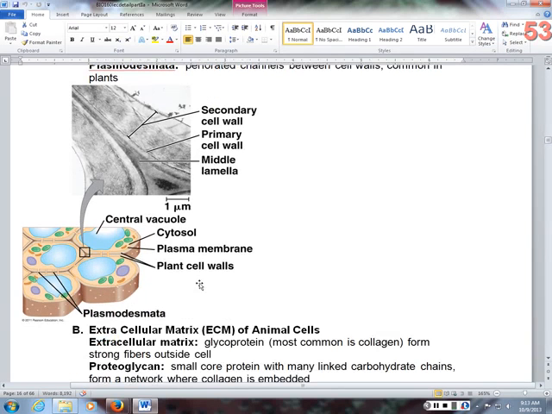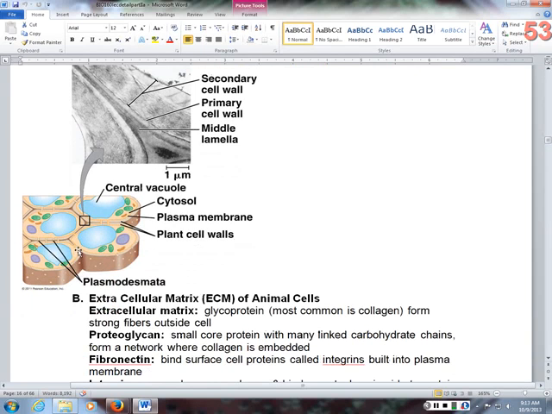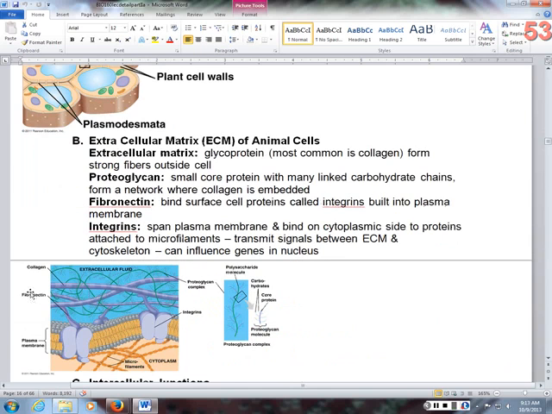We need to be able to have these cells communicate with each other, and so we've got channels called the plasmodesmata that are going to be between the cell walls. This is something you're going to see in all plants. This illustration shows it nicely, where you've got cell walls next to each other, and these little channels in between are the plasmodesmata.